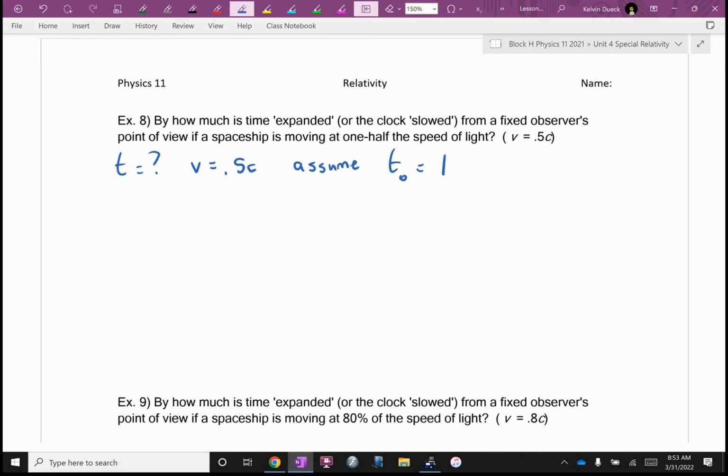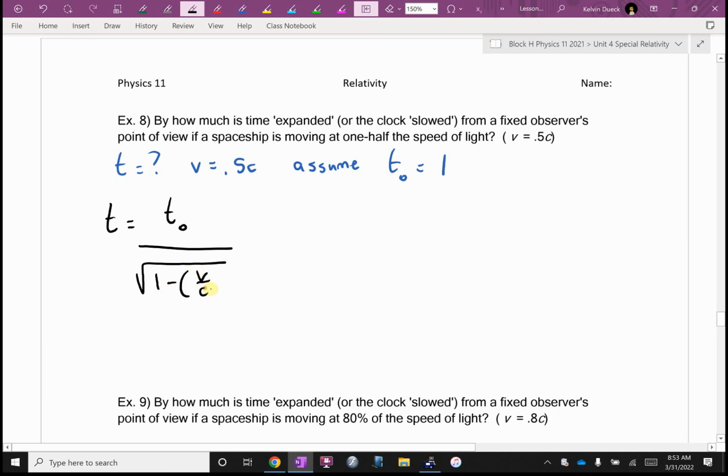One year on the spaceship, or 1 minute, or 1 second, or 1 day on the spaceship is equal to what on the Earth? Let's find out. The t is by itself. We're going to use our time dilation equation: t equals t0 all over the square root of 1 minus v over c, all squared.